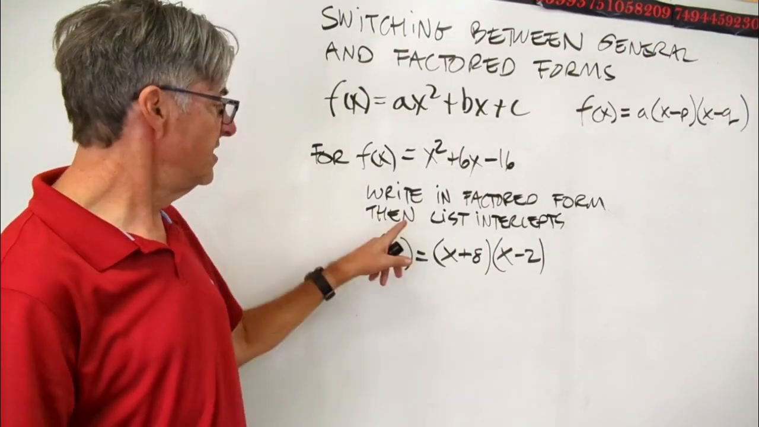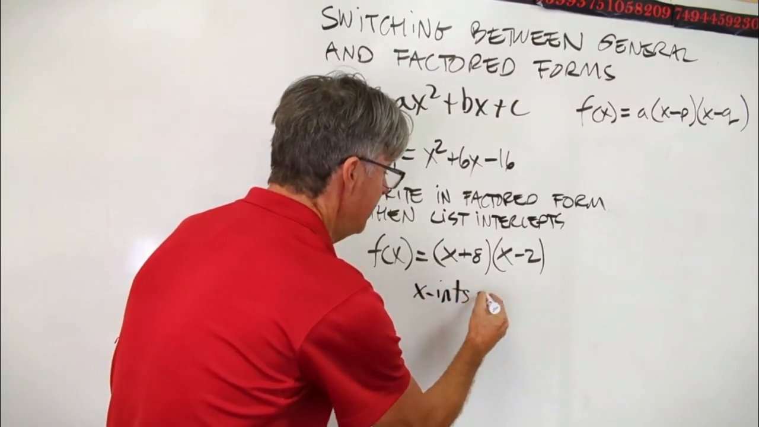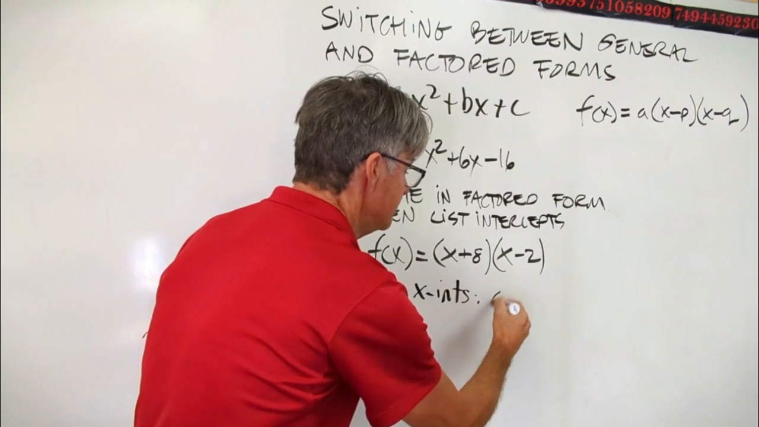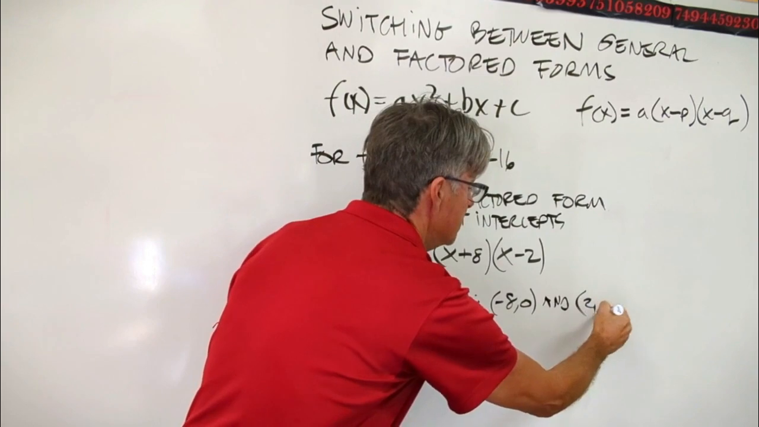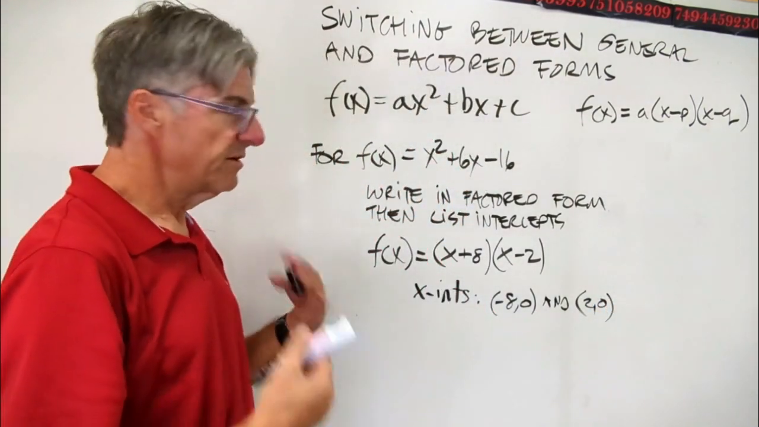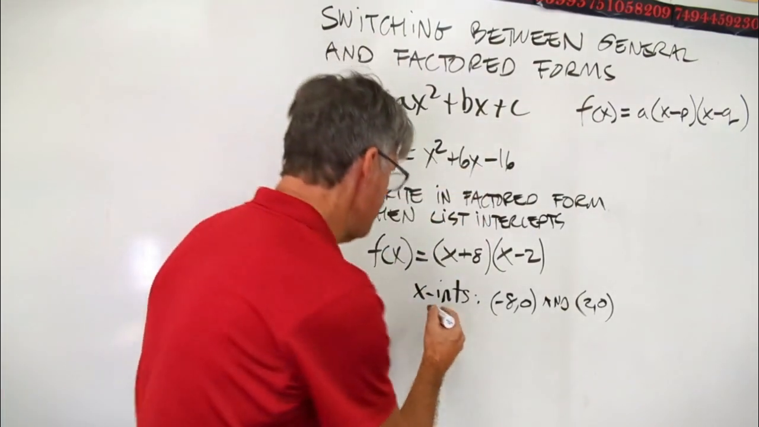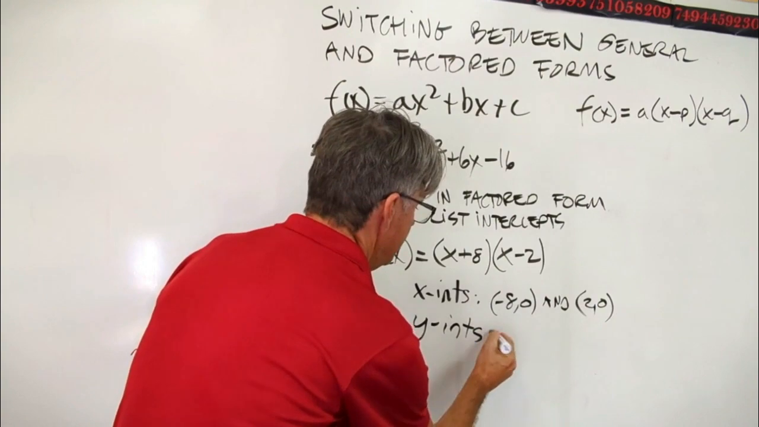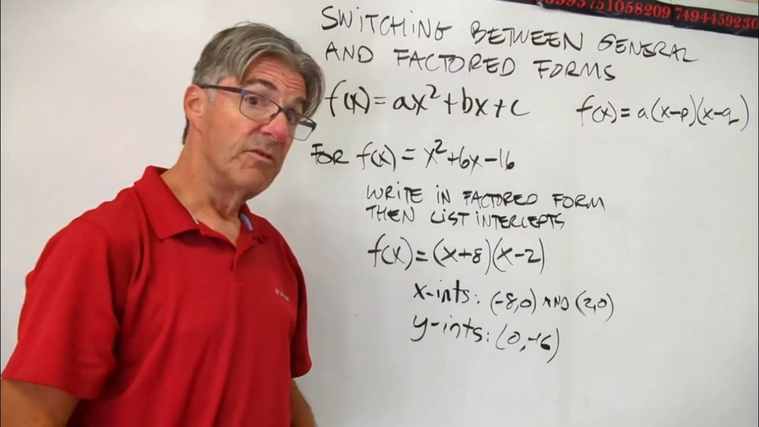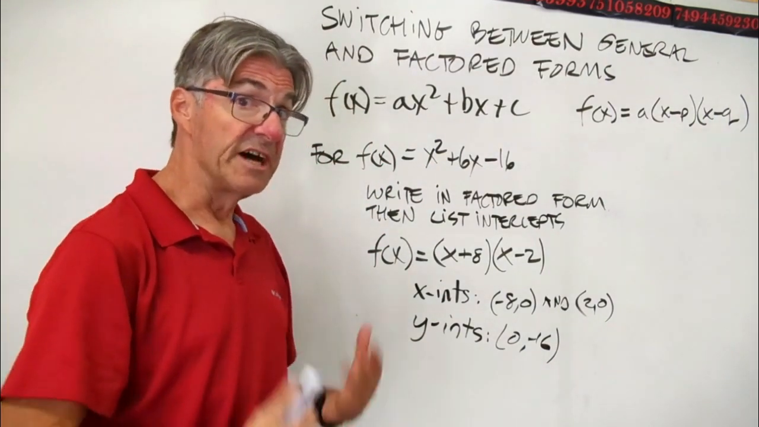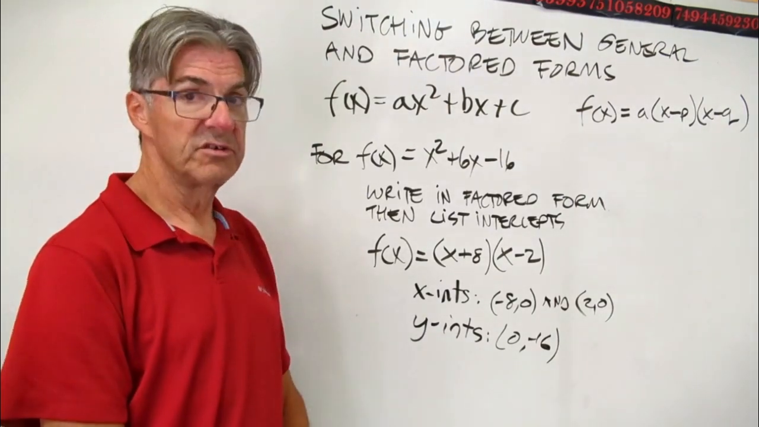Now we can answer the question, then list the intercepts. So the x-intercepts are super easy. You just change the sign of the numbers. So we have (minus 8, 0), and then we also have (2, 0), like that. And then, of course, from our last lesson, to get the y-intercept, we go back up to the general form, and the y-intercept is just (0, minus 16). Now, from these 3 points, you can create a decent graph. We're not going to do that today, but know that you could be on the hook to do that.